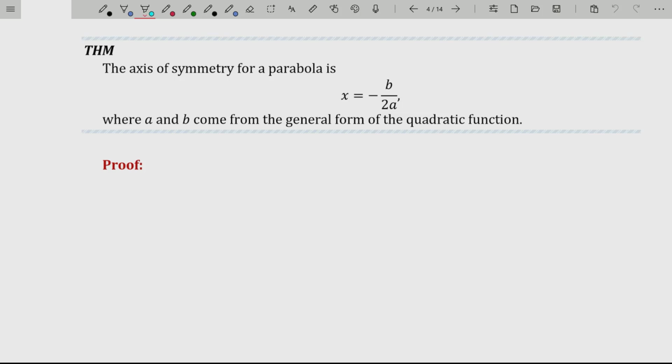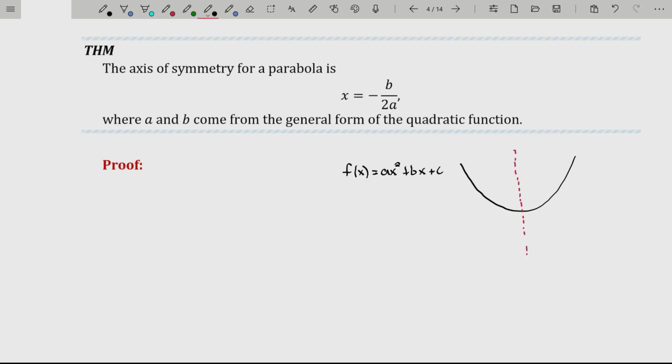So anyhow, this is just letting us know that if we had a parabola, we could compute the axis of symmetry by considering the general form of that parabola, or the general form of the quadratic function that parabola represents, so ax squared plus bx plus c.